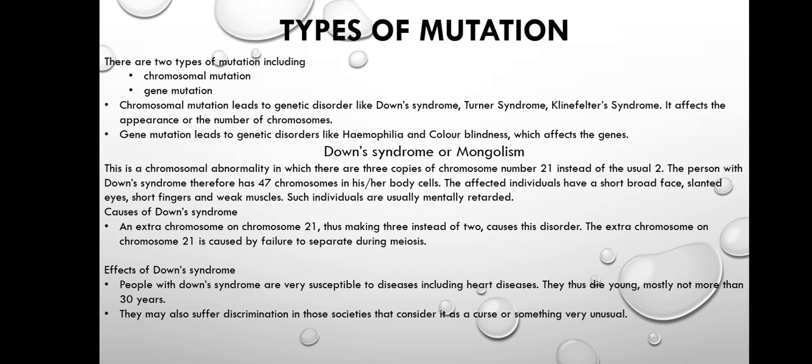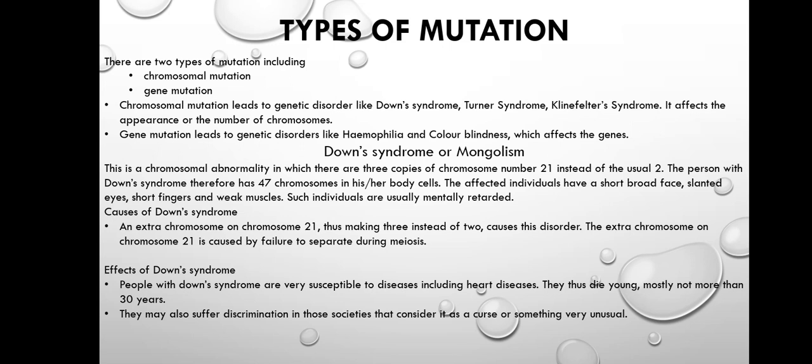Let's see a few of these mutations or genetic disorders, starting with Down syndrome. This is a chromosome abnormality in which there are 3 copies of chromosome number 21 instead of the usual 2. The person with Down syndrome therefore has a total of 47 chromosomes in his or her body cells. The affected individuals have a short broad face, slanted eyes, short fingers, and weak muscles. These are just the symptoms of a person with Down syndrome.